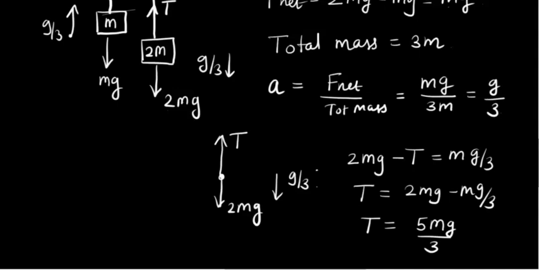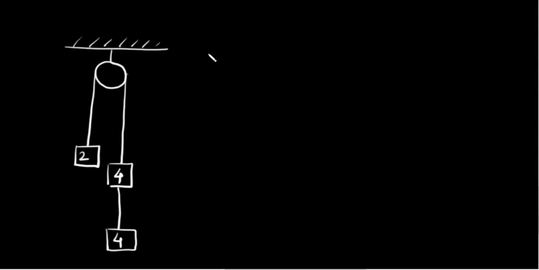As well. Okay, let's look at another pulley problem. So here we have three blocks and two strings. Here is one string and here is another string. One thing I want you to remember is that the tension along the string is the same throughout, but now here there is a discontinuity. There is a 4 kg block between this string and this string.